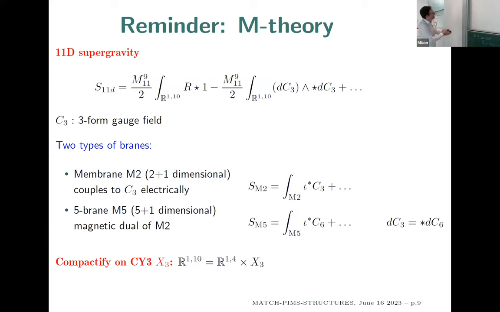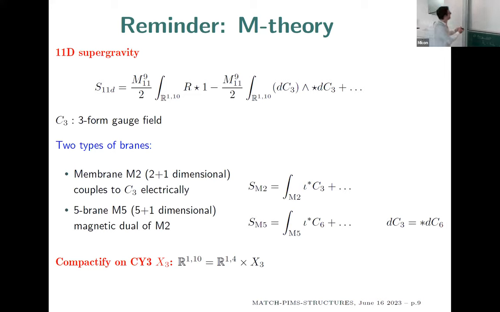And that's also a Hodge dual to the three form. So more precisely, the derivative of the three form has a Hodge dual in 11 dimensions. That's the derivative of the six form. The object that couples to this in the analogous fashion is called the NS5 brane. That's 5 spatial and 1 time direction. And both of these will be important.